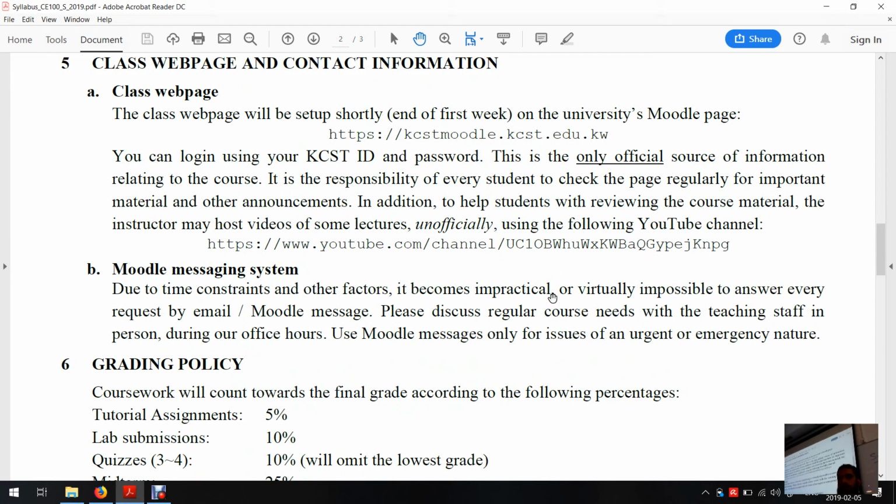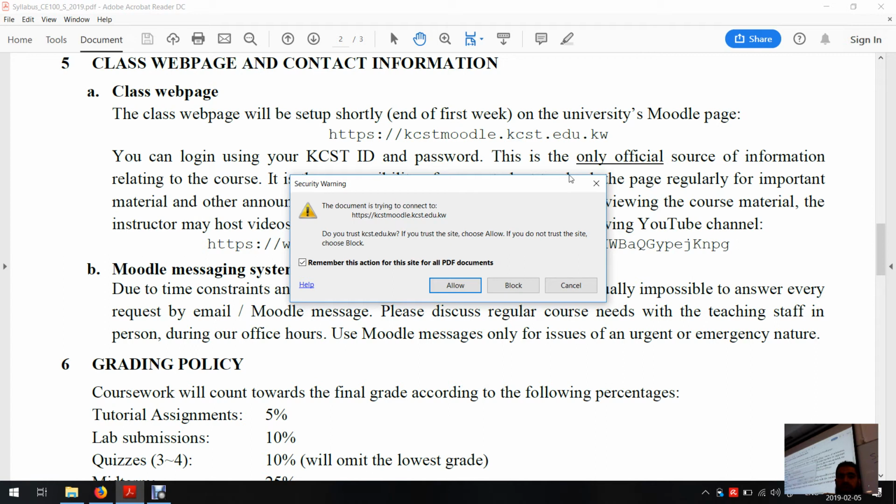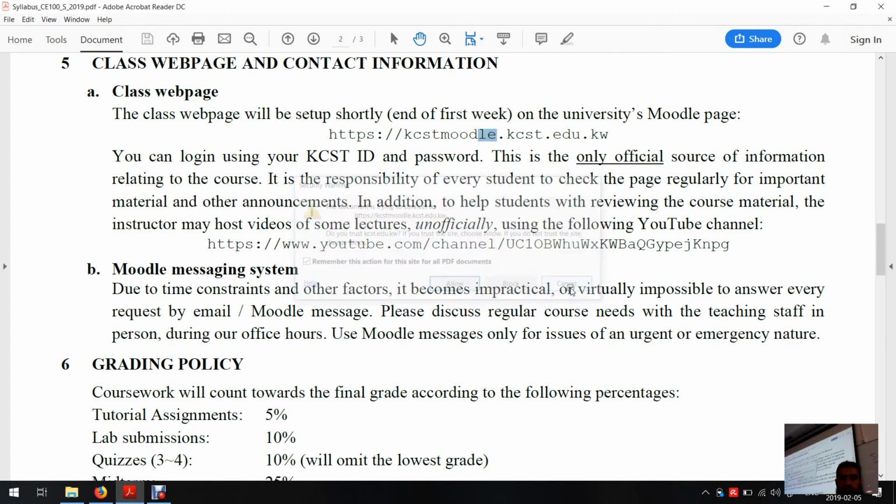As I said, the class webpage is on Moodle. You already know the Moodle website, and you just sign in with your KCST ID and password. And this is the only official source of information. It means that if your friend tells you information about this class, it is not official. But if it is written on Moodle, then it is official. The only official way of communication will be Moodle.